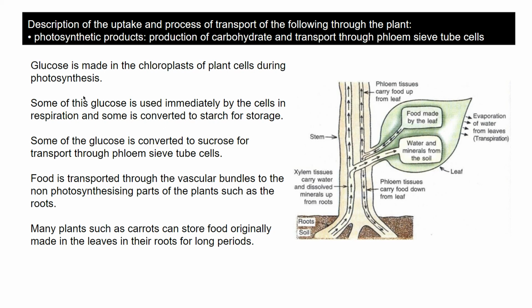Looking at what's required, the description of the uptake and transport of the following: production of carbohydrate and transport through the phloem sieve tube cells. So a reminder that the name of the cell that transports the food is a living cell called a phloem sieve tube. Now that slide has finished.